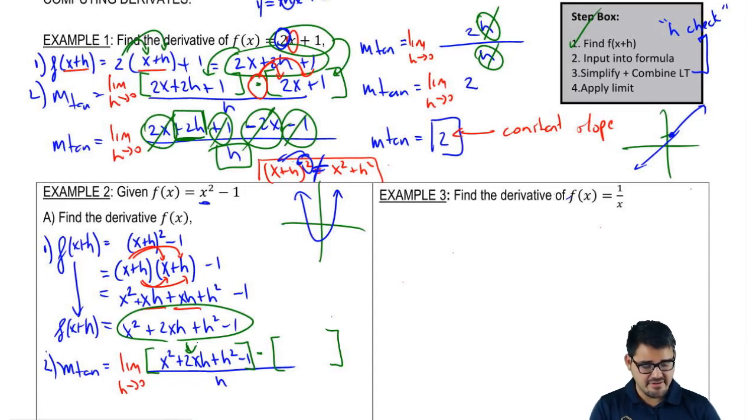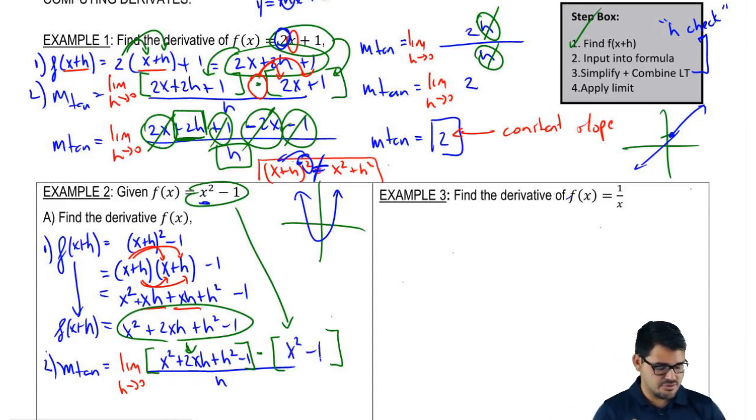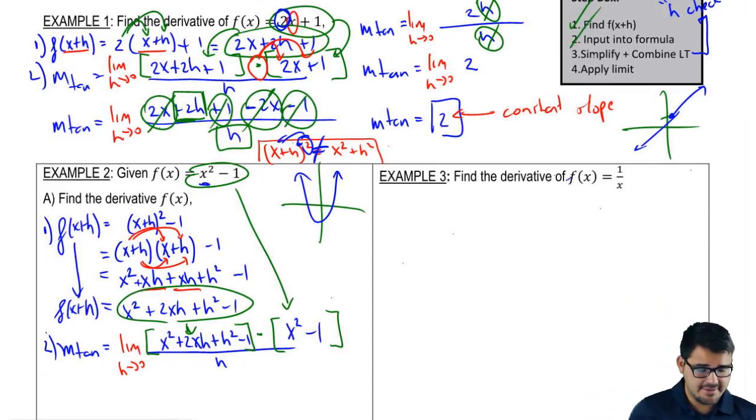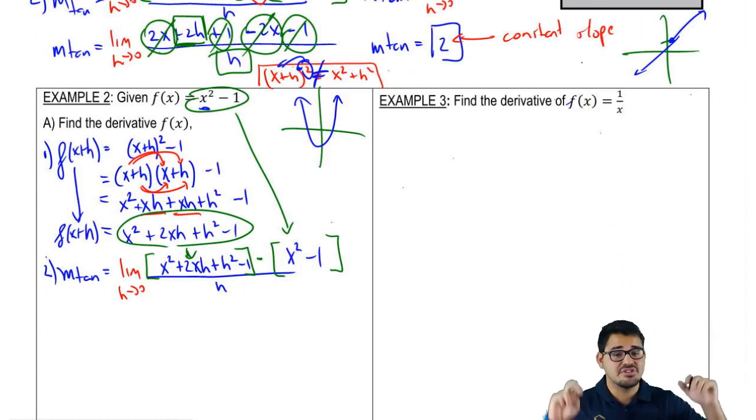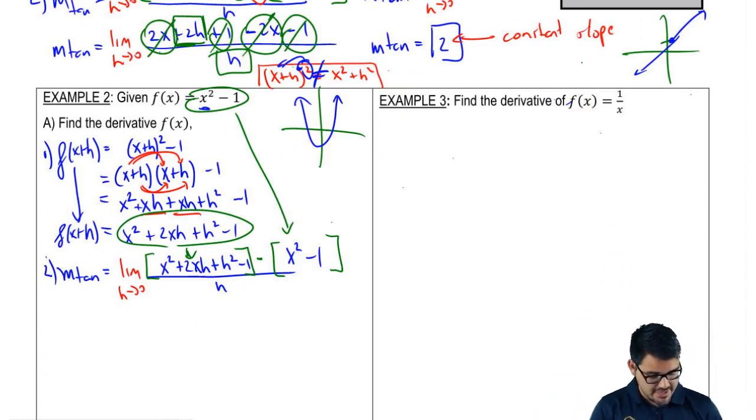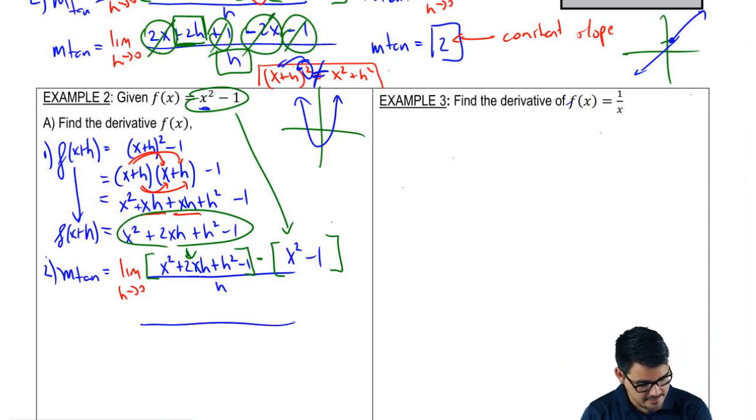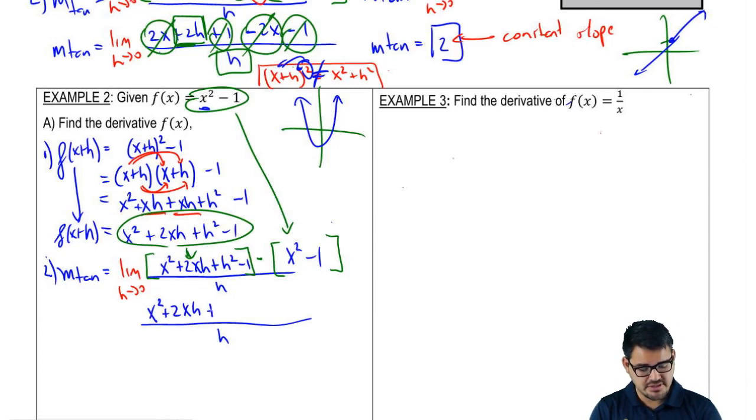Now we need to input our f of x, which comes straight from the formula: x squared minus 1. So now we've done step 2, which is usually our easier step. We're going to simplify and combine like terms, along with our last step, the h check. Let's remember that. So let's draw our line. We have h in the bottom just hanging out. Now we simplify by dropping x squared plus 2xh plus h squared minus 1 down here, and making sure to distribute this negative into this one and into this one.